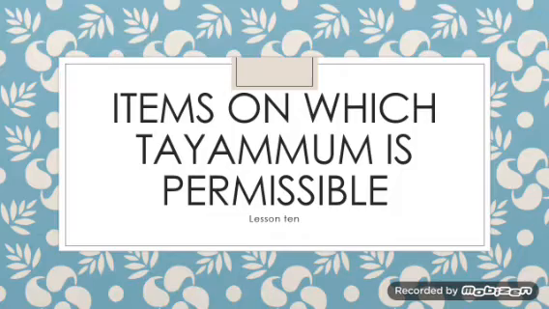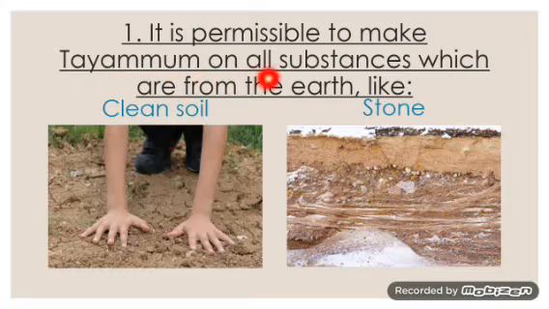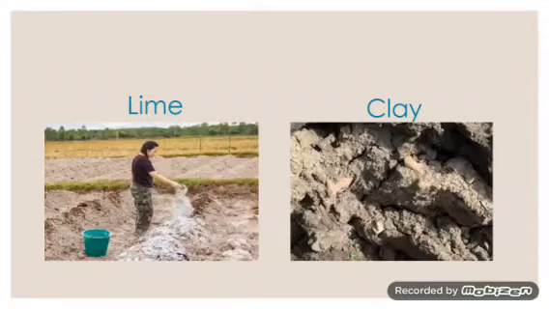not permissible. The first one is, it is permissible to make tayammum on all substances which are from the earth. Like the first one is clean soil, as you can see. The second one, stones, as you can see here. The third one is lime, which is the white sand which is also used for building, and the fourth one is clay. So on these things tayammum is permissible to make.